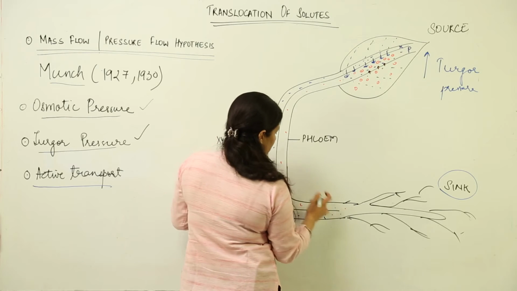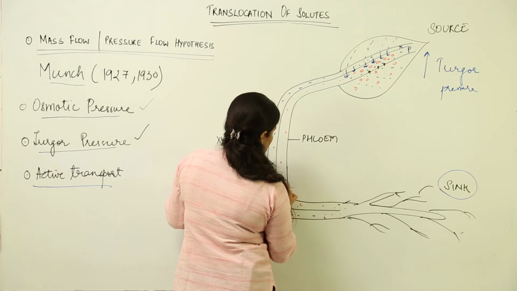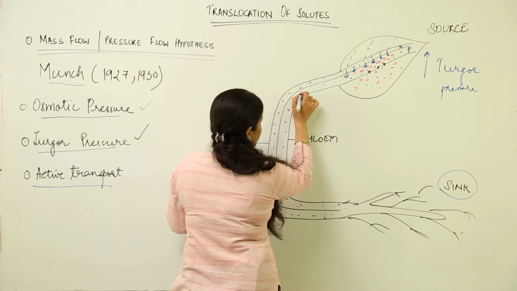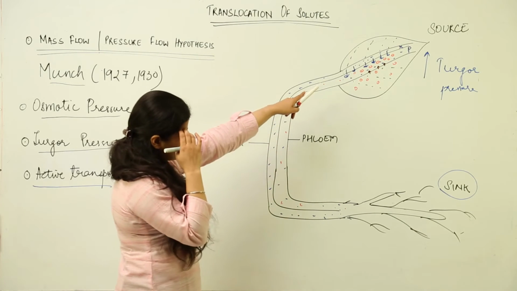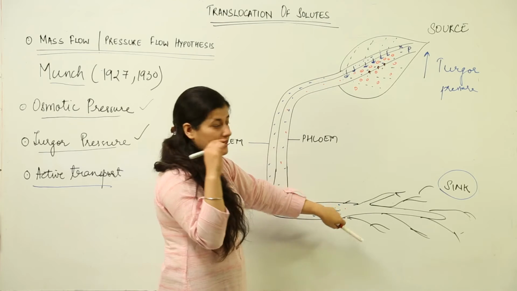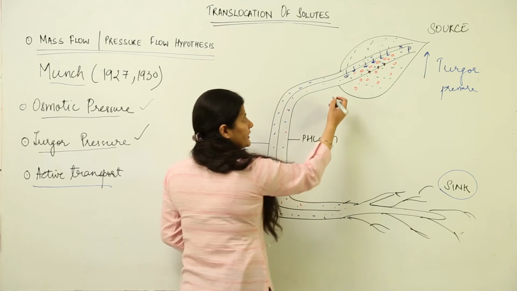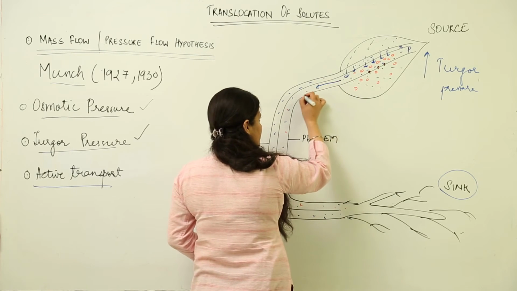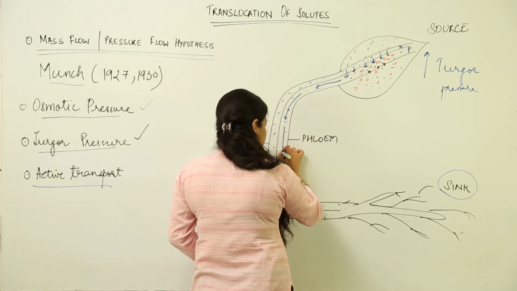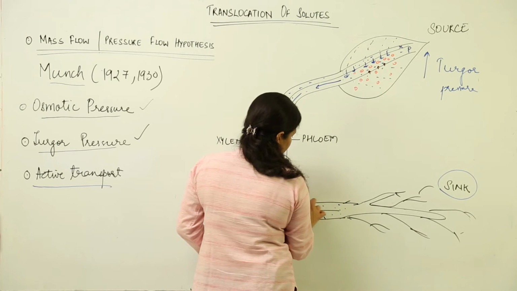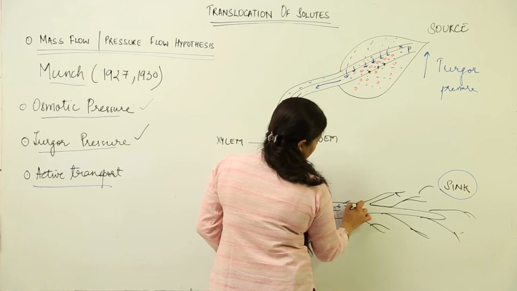There is quite less turgor in this case. Now because the turgor is higher over here as compared to this place, there is a turgor pressure gradient and the sap rushes. There is a mass flow of sap towards the sink.